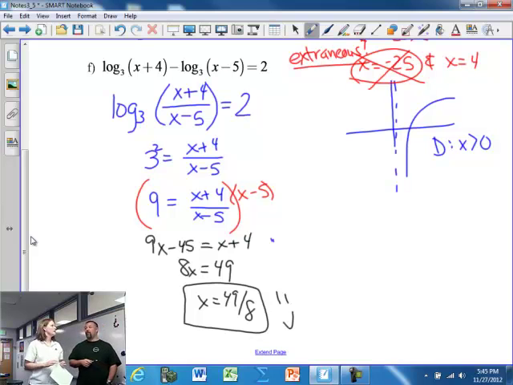Double check. Plug it back in. Does 49/8 plus 4 make a negative number? No. Does 49/8 minus 5? Well, 8 times 5 is 40, so 49/8 is bigger than 5. So we're good. Bigger than 5 minus 5 is still bigger than 0.